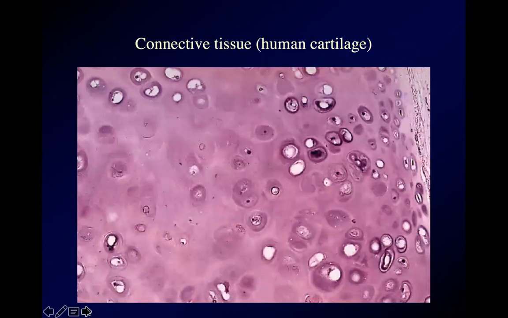That happens to be a piece of human cartilage, and the white and the grainy spots that you see, those are the actual cells that make up cartilage. And all of the pink stuff that's surrounding them, that is extracellular matrix. That's what gives cartilage its toughness.